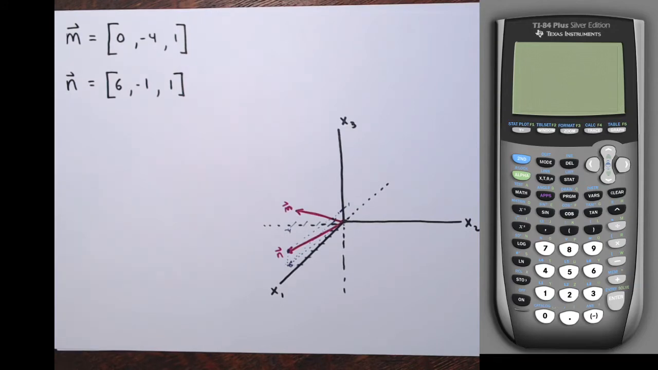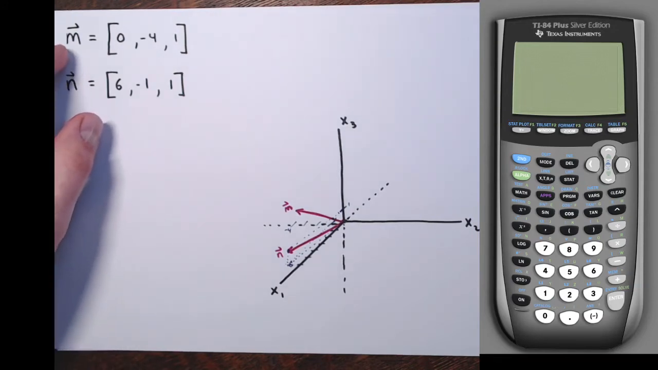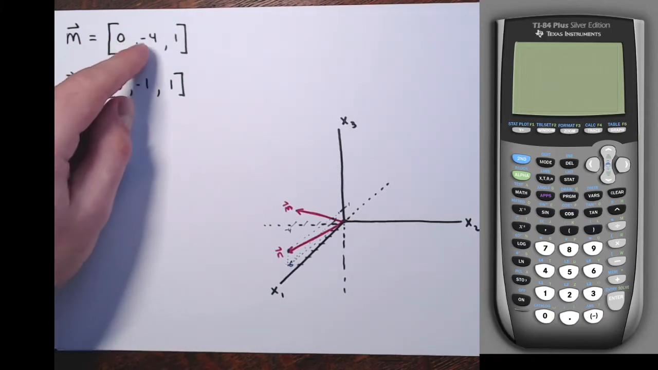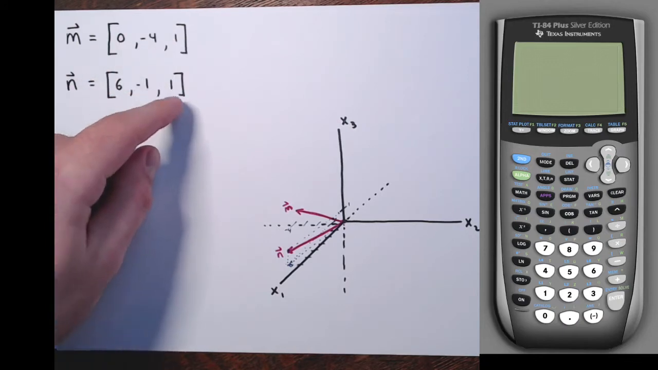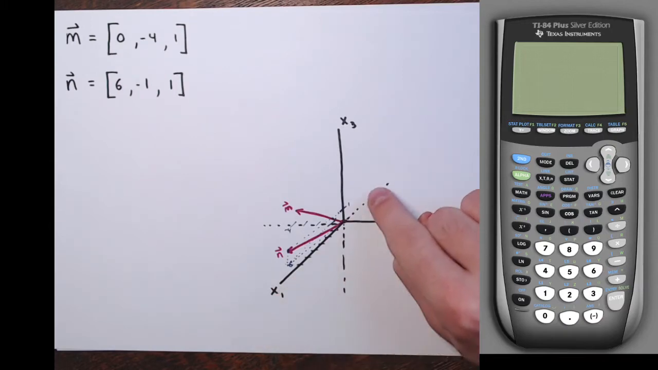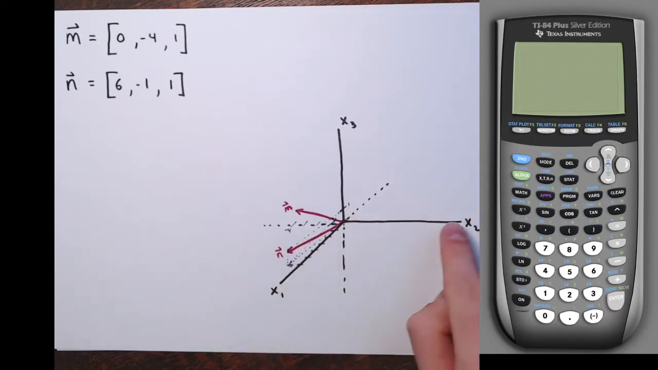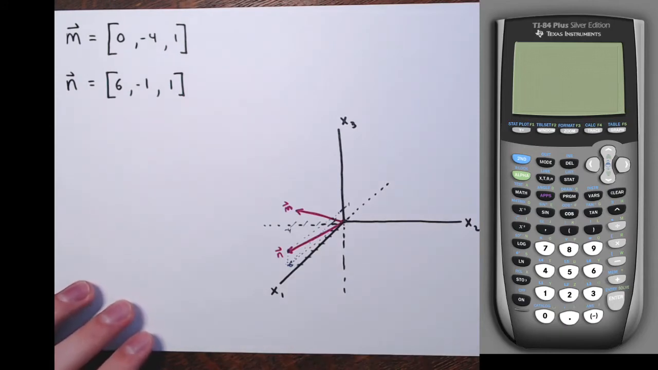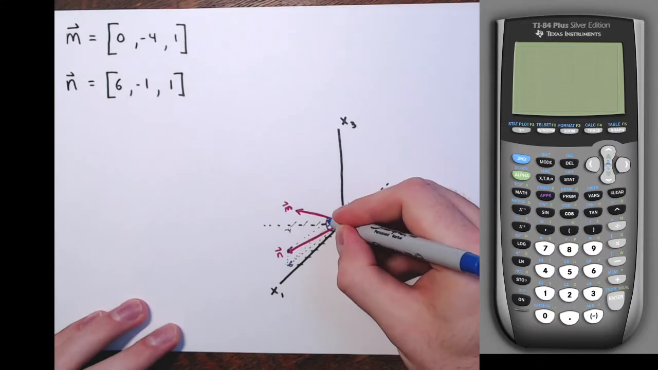All right, so here we have from the same example vectors from R3, vectors with 3 components. M is 0, negative 4, 1. N is 6, negative 1, 1. And I tried my best here to draw a picture of this where you have the x1 axis coming out of the page, and then the x2 and x3 axes are on the page. And here's vector m, here's vector n. And what we're trying to figure out here is what's this angle between them.